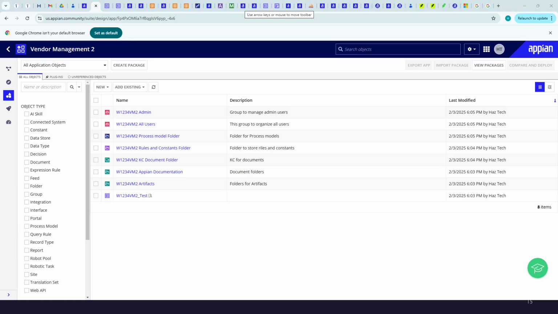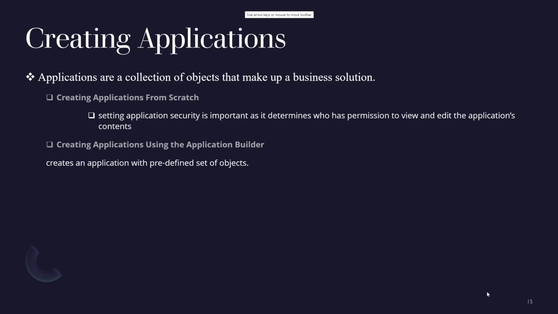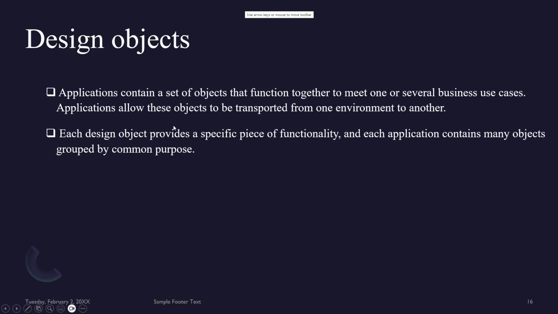So today we'll try to discuss more about the components inside that application, right? We call them Appian design objects. In Appian, any object we create inside that application is categorized as a design object. An application contains sets of objects that function together to meet one or several business use cases, right?